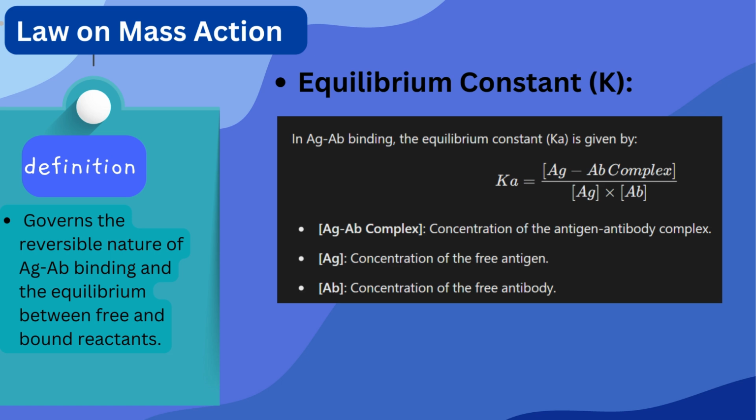So the law of mass action. It governs the reversible nature of antigen antibody binding and the equilibrium between free and bound reactants. The equilibrium constant in the context of the law of mass action represents the ratio of the concentrations of the products to the concentrations of the reactants when the reaction has reached equilibrium.